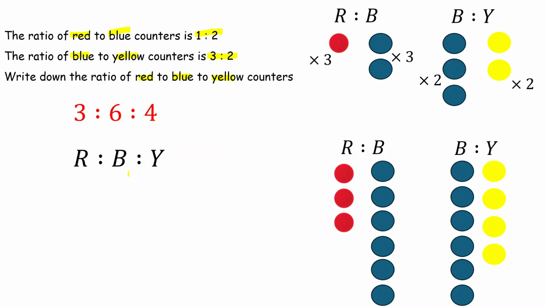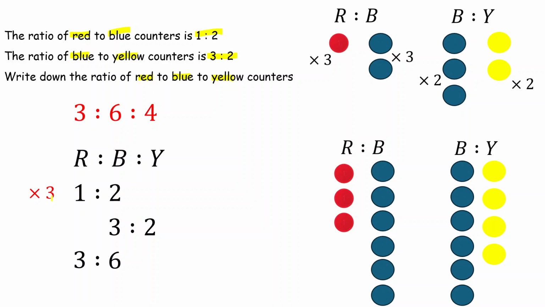And that's your answer. But let's show how you would go through this using the method that you would use normally. First of all, write down what you can see. Red to blue, you can see is 1 to 2 in the question. And blue to yellow is 3 to 2. What I've done here is I've upscaled it. I've times it by 3 straight away. Okay, but also, I've got red to blue 1 to 2. Blue to yellow is 3 to 2. It's the same thing as what I've done previously.